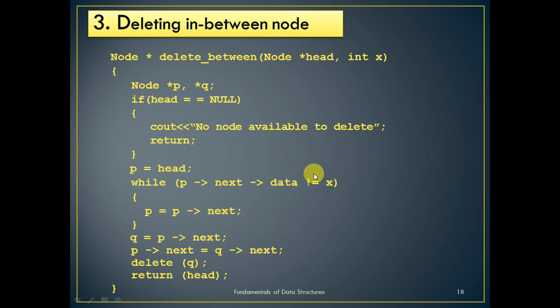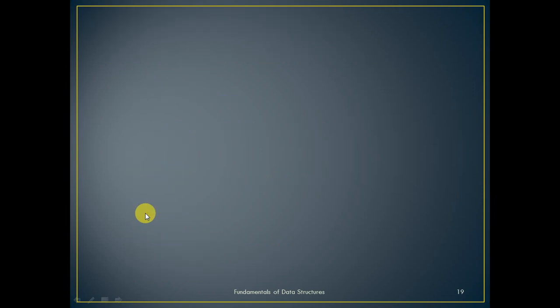until x comes, we have to keep traversing p until we reach the node before x. Okay, then another variable q is assigned to that particular node which contains the x value. q is equal to p points to next. After that we break the connection, meaning p points to next is equal to q points to next. After breaking the connection, we have to free or delete that node, that is delete q. This is the simple pseudo code for deleting the node in between.